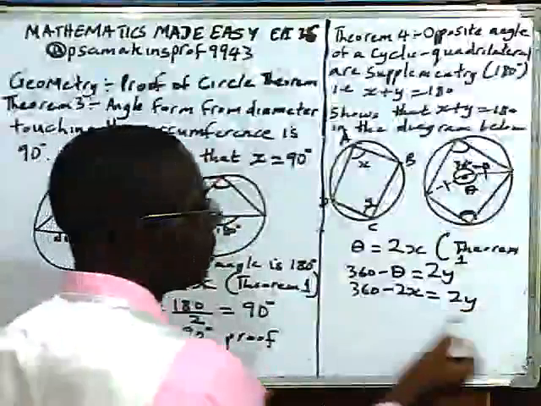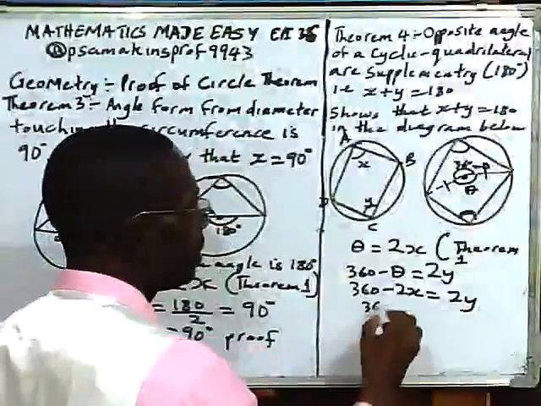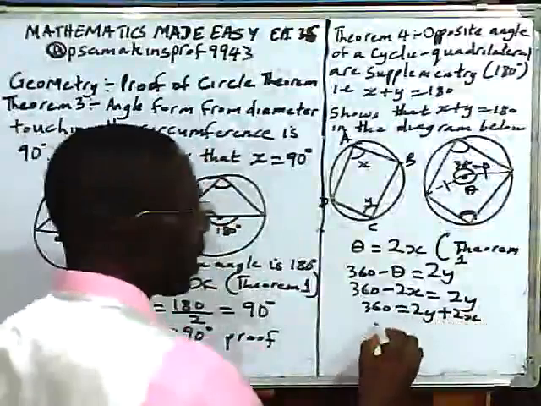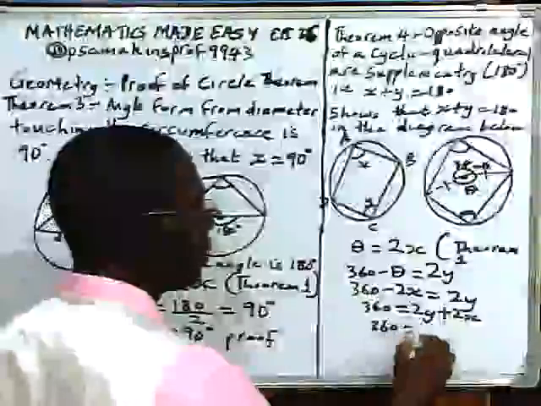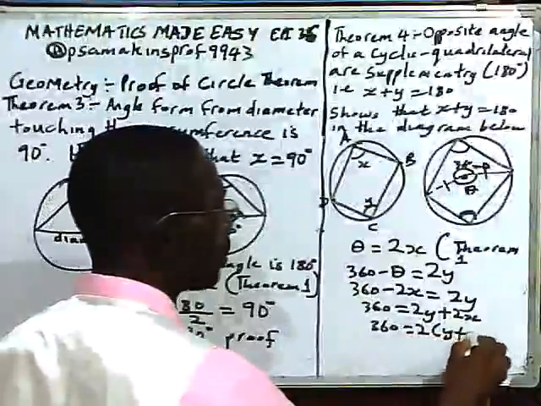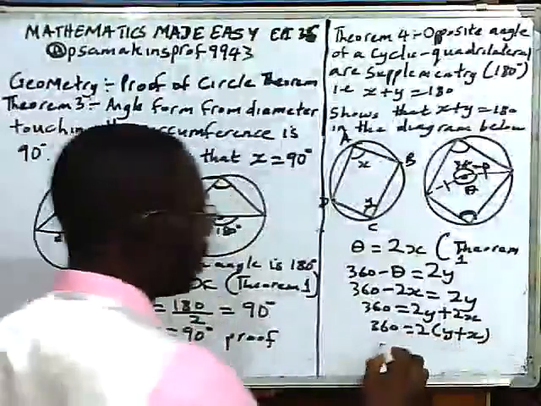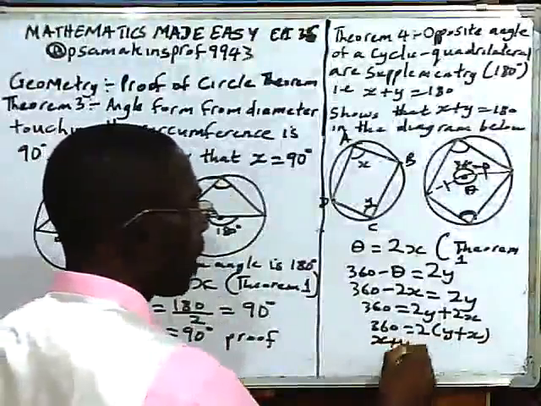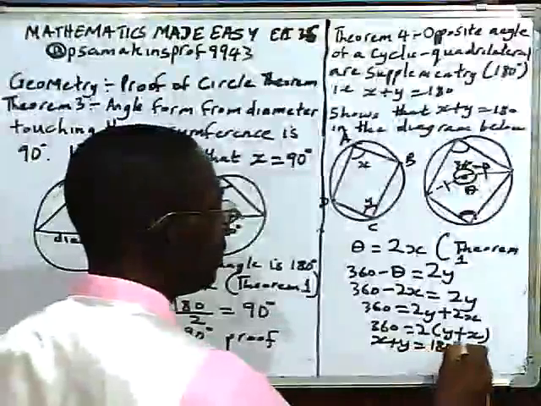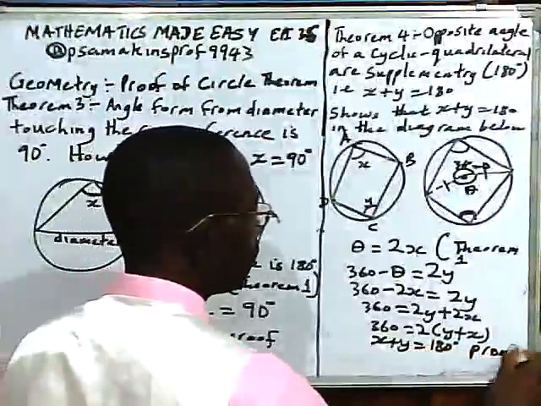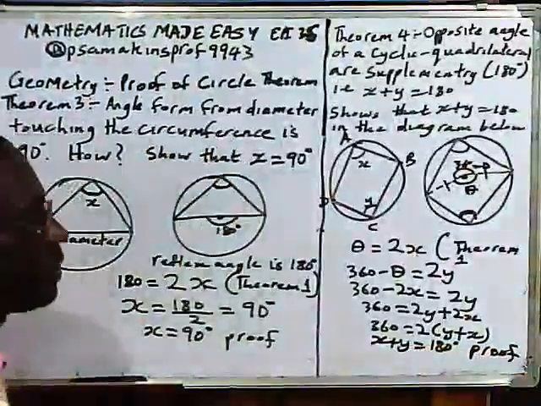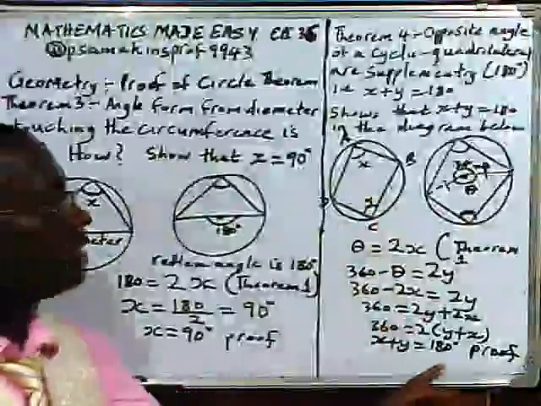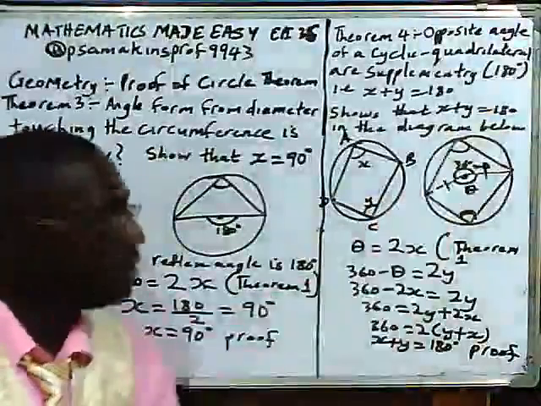So if I bring this one here, I will have 360 equals 2y plus 2x. Then I can now say that 360 equals 2 into y plus x. So if that is the case, then x plus y will be equal to 180 degrees. Proved. Proof. Very simple and straightforward. We can see that addition of x and y will definitely give us 180, which is supplementary.